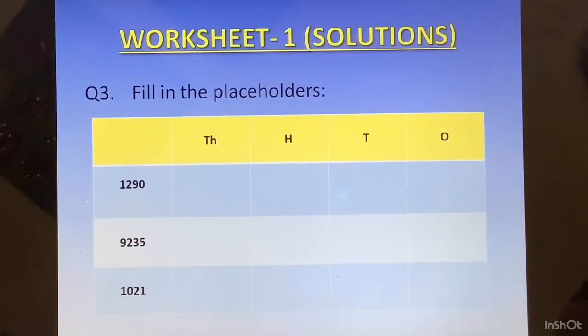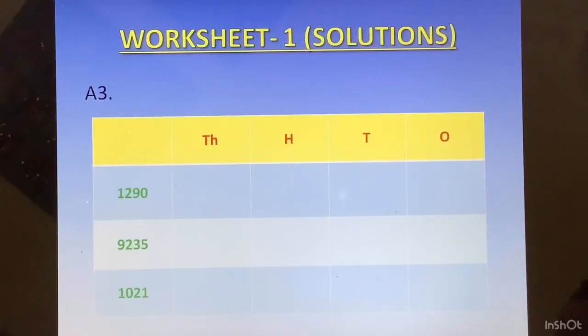Question number 3. Fill in the placeholders. The first one, 1290. So here we have 0 in the ones place. So we'll write 0 here. Then we have 9 in the tens place. After that we have 2 which is in the hundreds place. Followed by last digit is 1 which is in the thousands place.